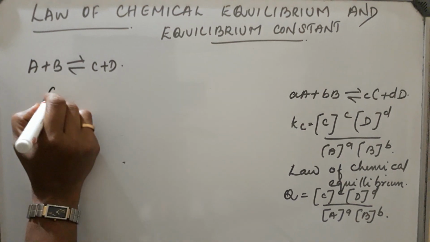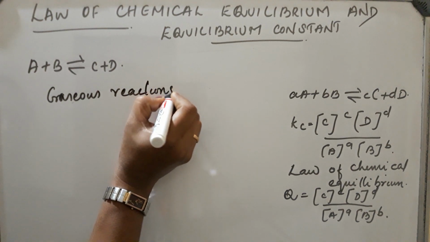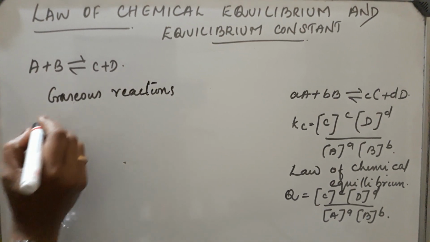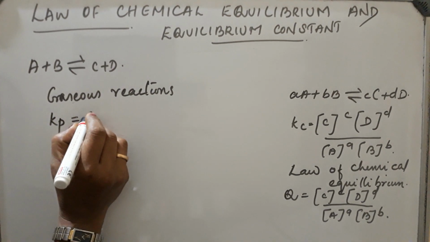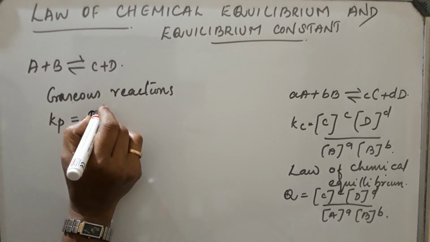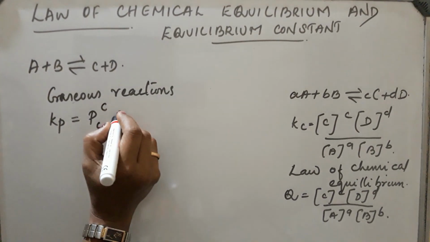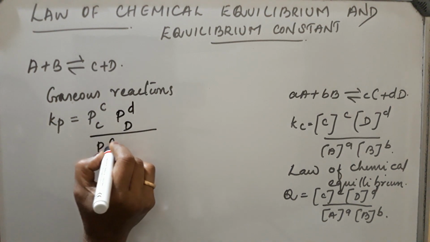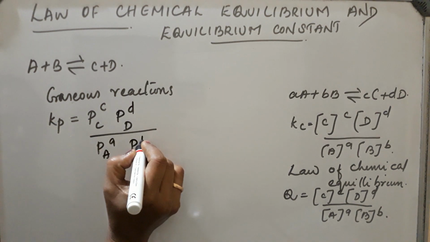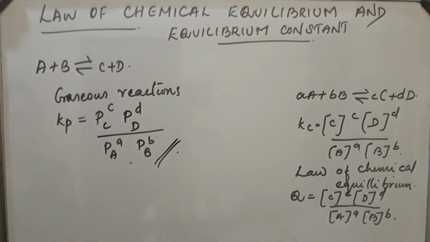Now, in the case of gaseous reactions, instead of concentration we write the partial pressure. So Kp is the equilibrium constant, which will be equal to Pc raised to c, where Pc is the partial pressure of C, then Pd raised to d, the partial pressure of D, divided by Pa raised to a and Pb raised to b. This will be the equation in the case of a gaseous reaction.